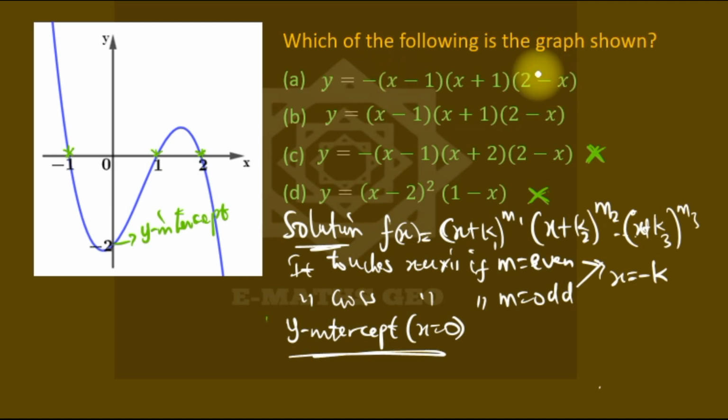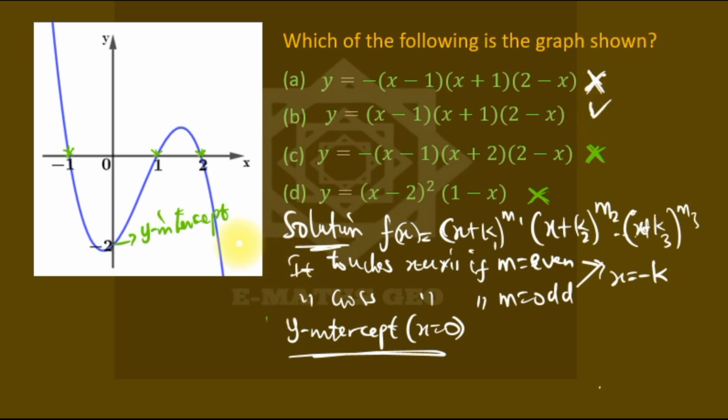minus 2. So if we substitute 0, I have minus 1 times 1 is minus 1. Minus 1 times 2 is minus 2. Minus 2 times the minus outside, we have plus 2. So this is off. We got plus 2. But if you substitute, I have minus 1 times 1 is minus 1. Minus 1 times 2 is minus 2. So this is the only answer.